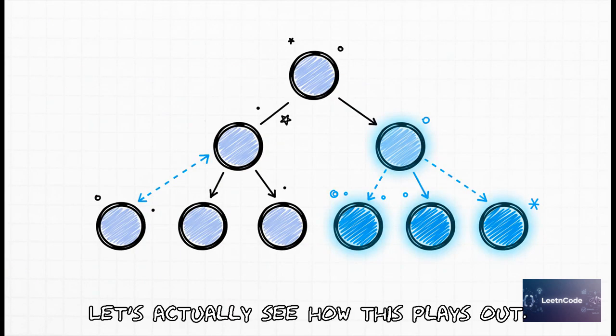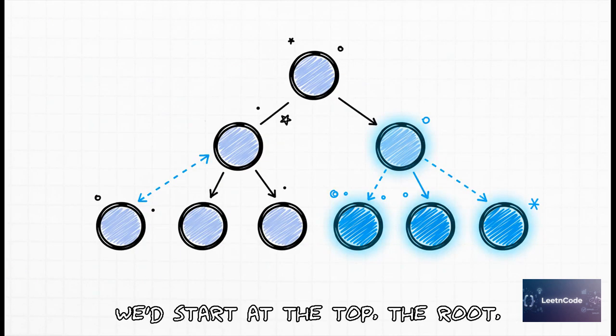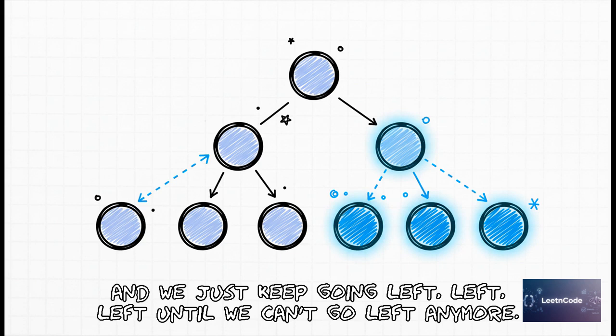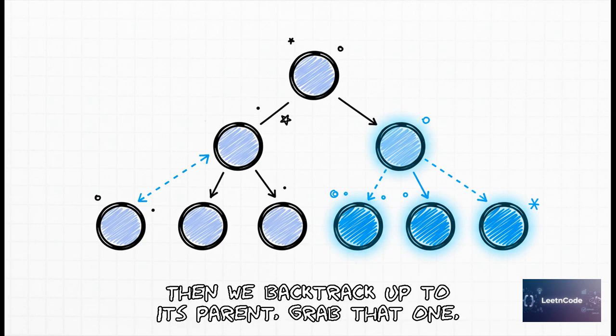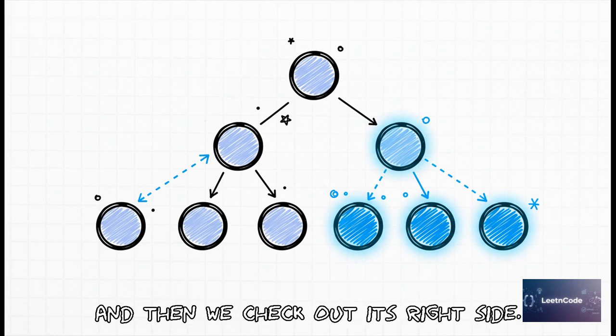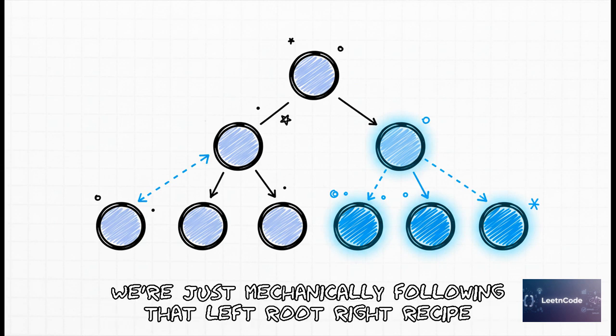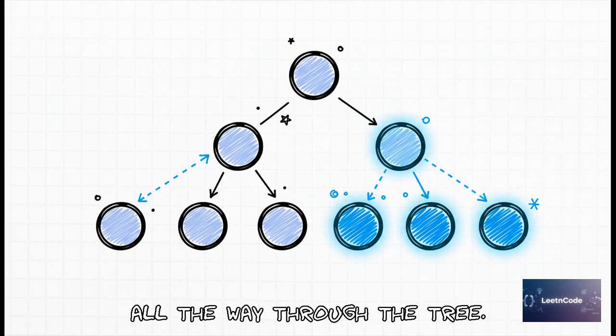Simple. Let's actually see how this plays out. We'd start at the top, the root, and we just keep going left, left, left until we can't go left anymore. We grab that number. Then we backtrack up to its parent, grab that one, and then we check out its right side. We're just mechanically following that left-root-right recipe all the way through the tree.